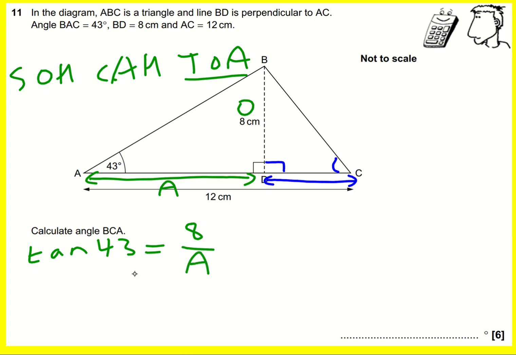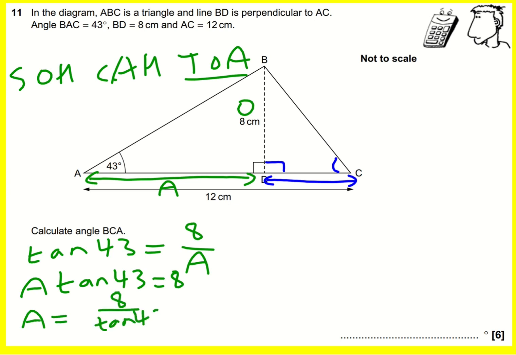I need to rearrange this. 2 steps to do that. A tan 43 is equal to 8, and actually A is going to equal 8 divided by tan 43. Really important to not always just multiply the length you have with tan or whatever it is. It won't always be the case. In this case, it's 8 divided by tan 43, which is 8.5789.